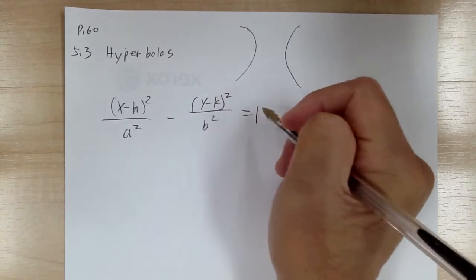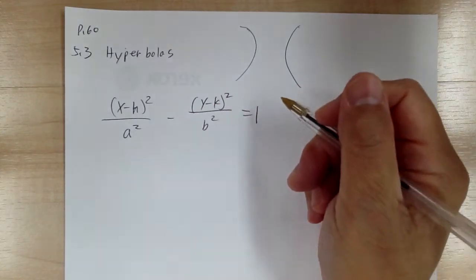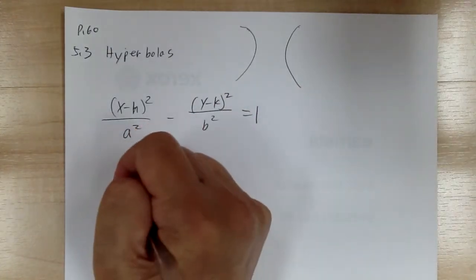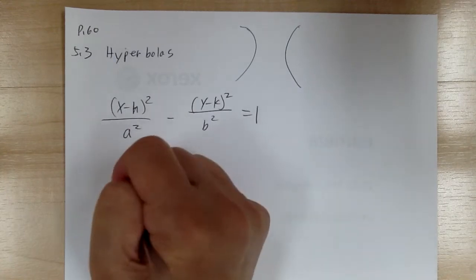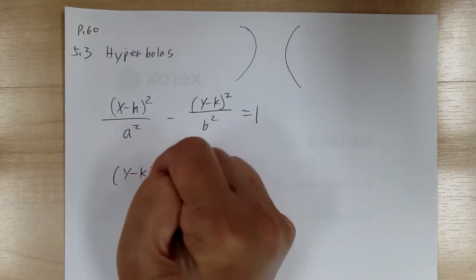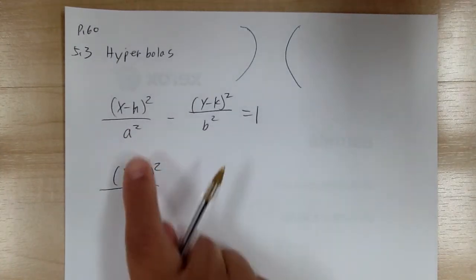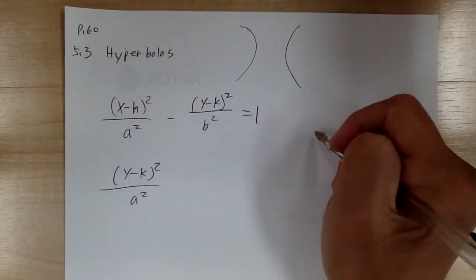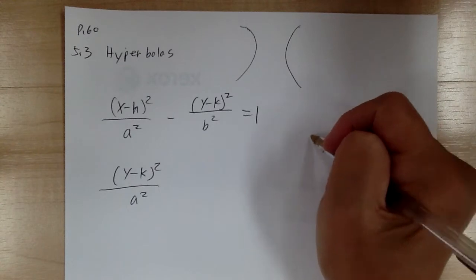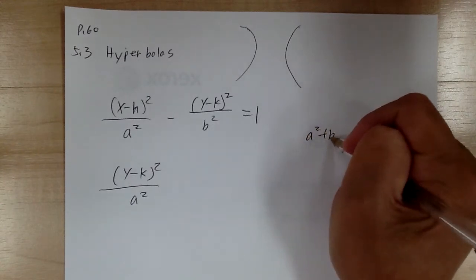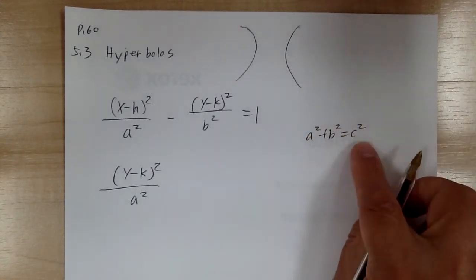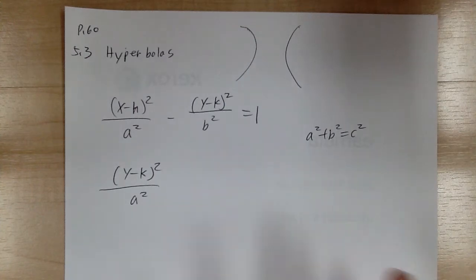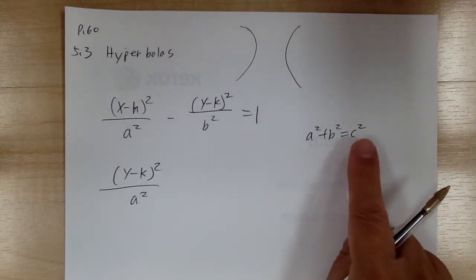equal to 1. And you can also have the y minus k squared over a squared form. Notice that a squared always comes first. But for a hyperbola, c is the biggest number, so you have a squared plus b squared equal to c squared. For the ellipse, a squared is the biggest number, but here c is the biggest number.